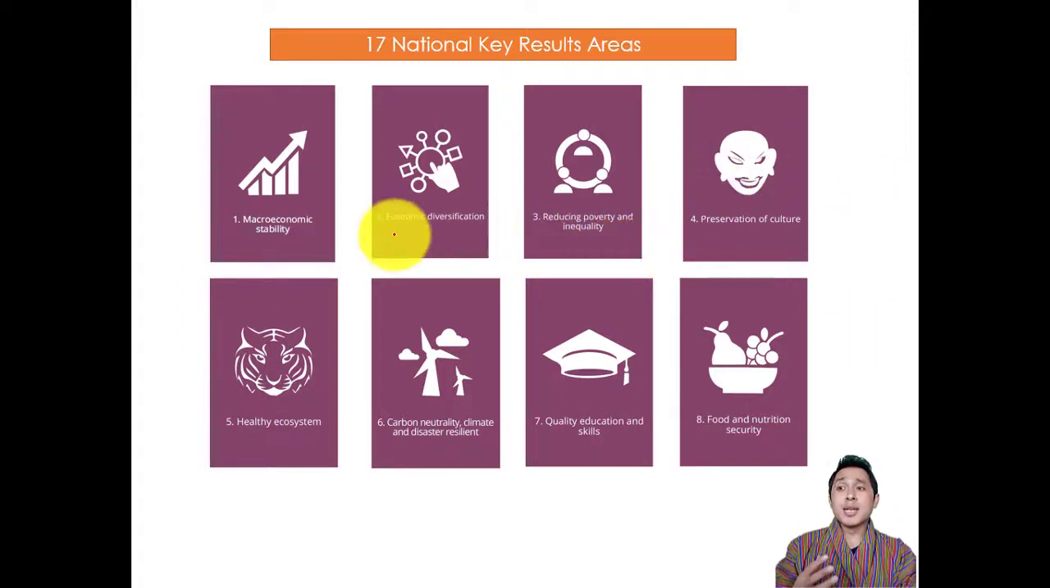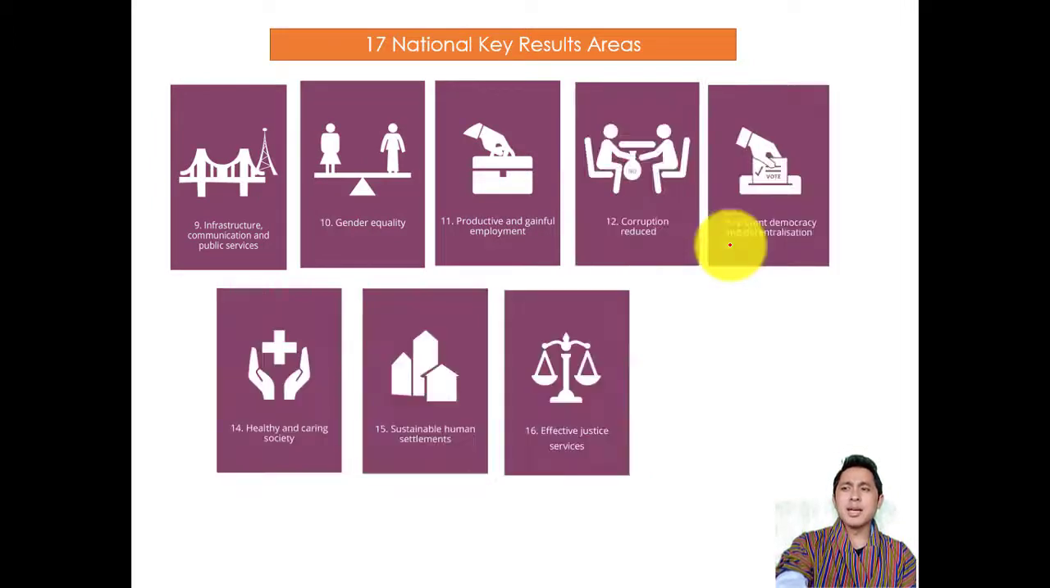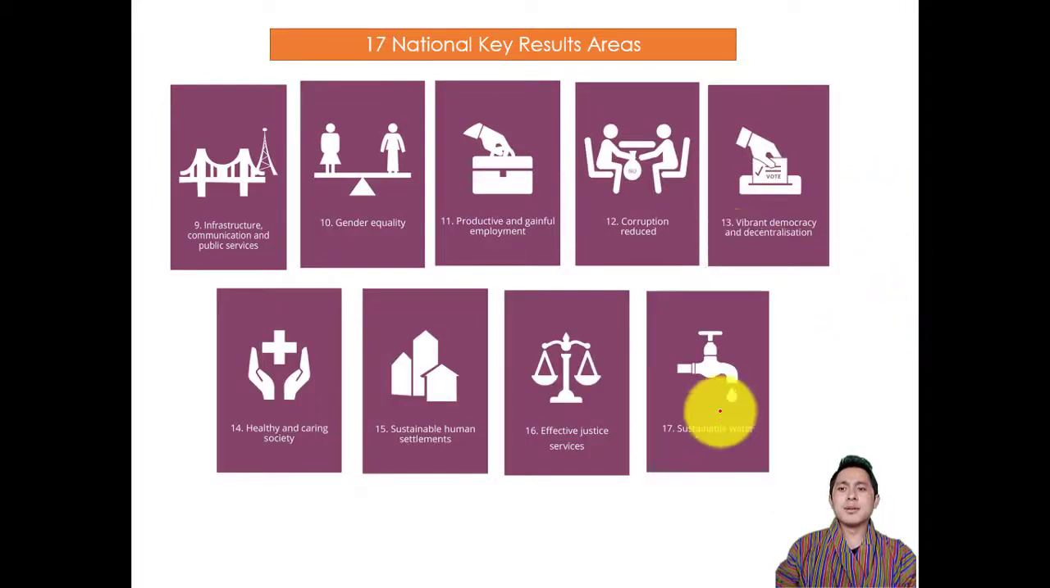We need to look at other key result areas like economic diversification, whether the economy has been diversified or not, whether we have reduced poverty and inequality in the country, whether we have preserved the culture or not. And one of those key result areas is again looking at the sustainable water. So water is again one of the key result areas. So we just want to see whether water is being used sustainably or not, whether water is distributed equally to all parts of the country or not.